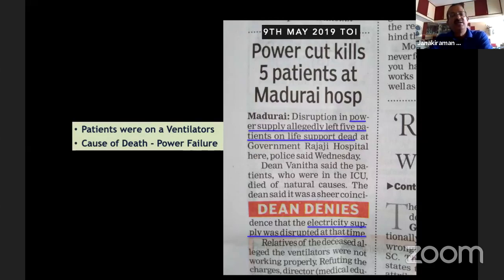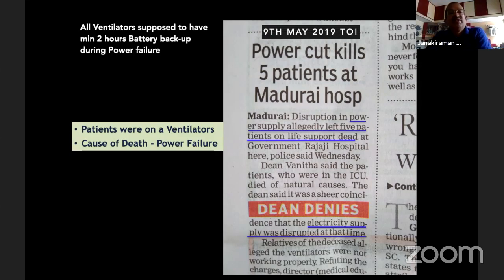A ventilator is life-saving medical equipment. It is a life support, performing the function of the lung. So this machine is a high-end machine. All ventilators are supposed to have a minimum 2 hours of battery backup during power failure. There are machines which can run 10 to 12 hours on internal battery. There are transport ventilators that can work up to 20 hours. But an intensive care ventilator, which is inside the ICU, is supposed to have an internal battery backup for 2 hours.